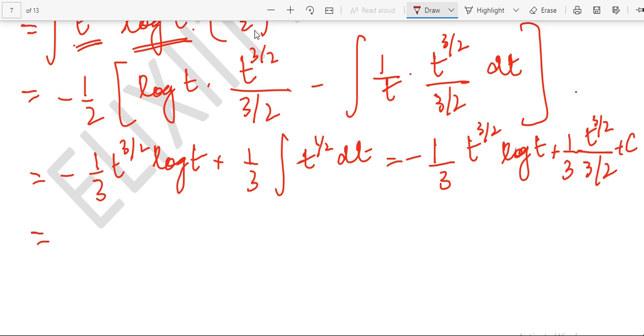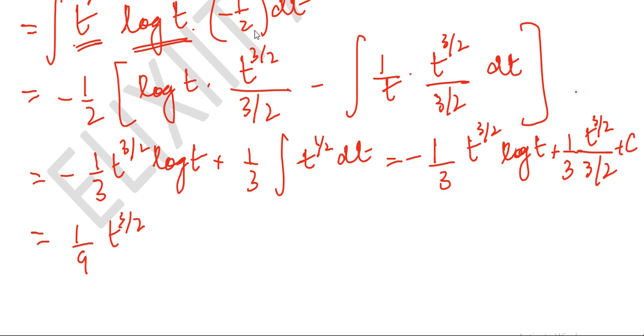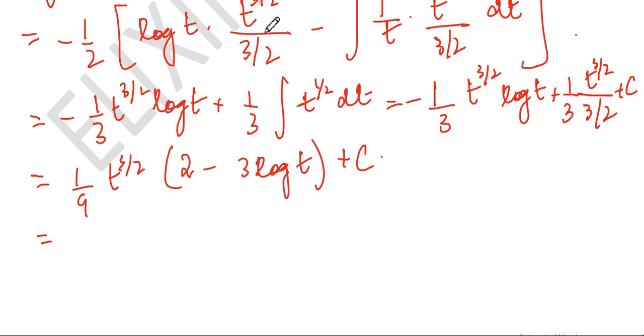Now further we can simplify. We can take out 1 by 9, and we can also take out t to the power 3 by 2 and write this as 2 minus 3 log t plus c. This is basically how much we can simplify, that's all. We are just simply simplifying this equation.